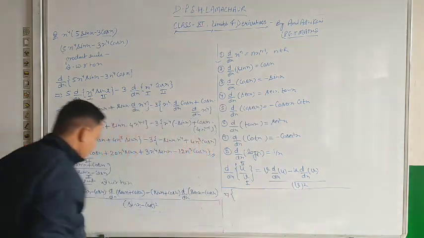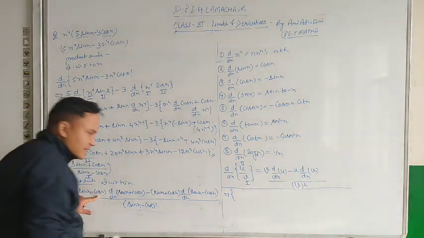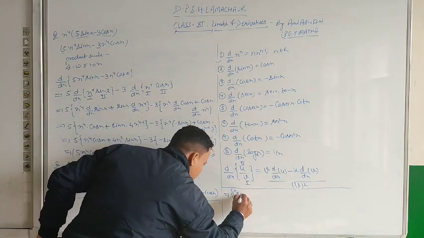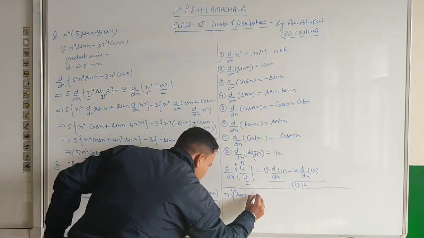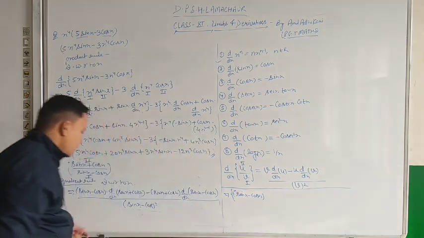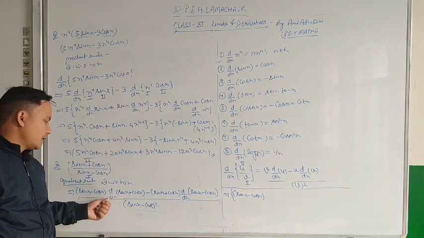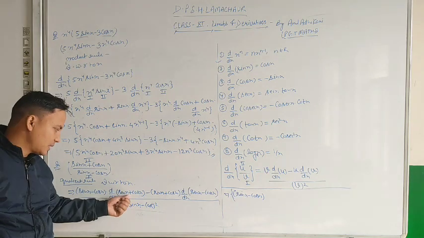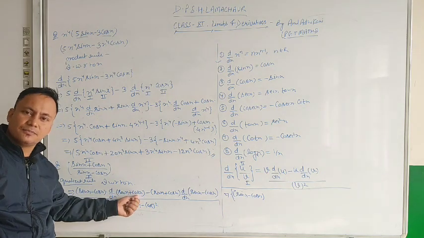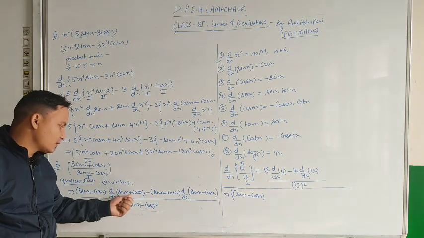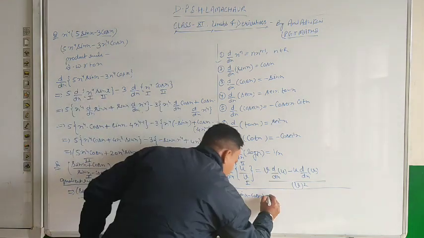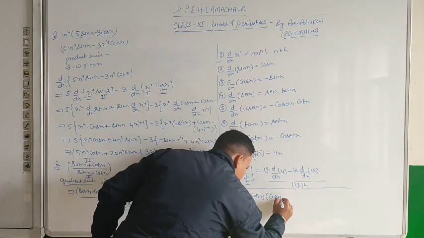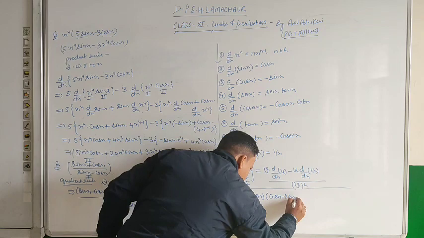So see here, first function sin x minus cos x, times the derivative of the second. Now see here, derivative of sin x is cos x plus derivative of cos x is minus sin x. So this will be cos x minus sin x, cos x minus sin x.